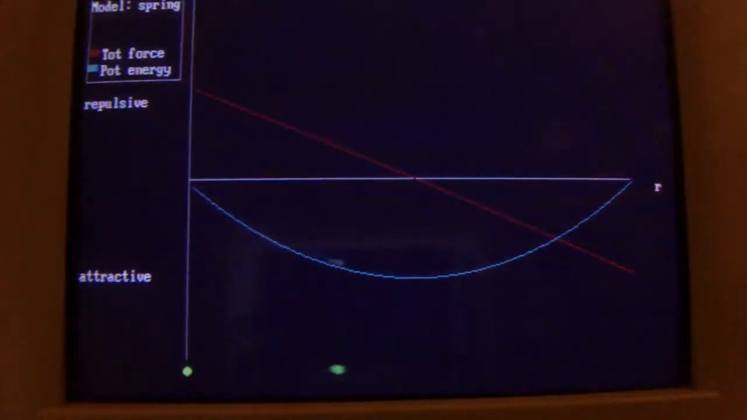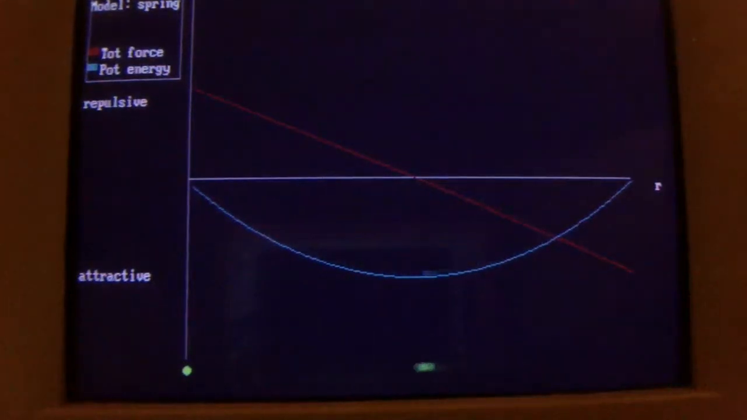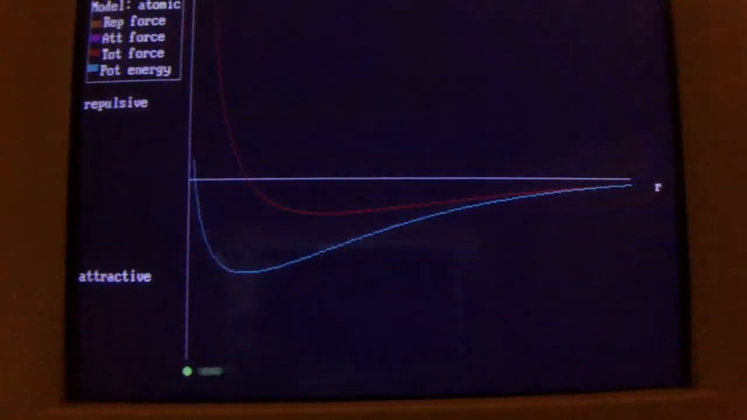Using this spring model for a bond, the motion of the atom is symmetrical. It spends the same amount of time further out and closer in from that equilibrium position. That's a big difference from the way a bond really works. Now, comparing the spring model to the actual quantum mechanical bond model, we can see how much more time the atom spends further away than it does close in. This helps explain why metals expand when they're heated.